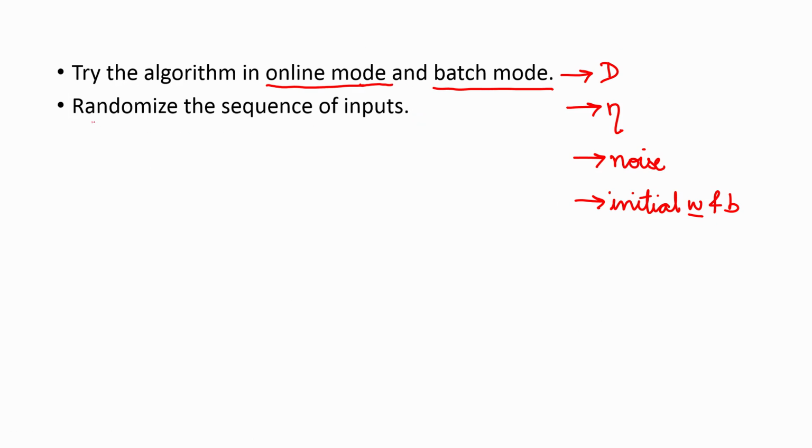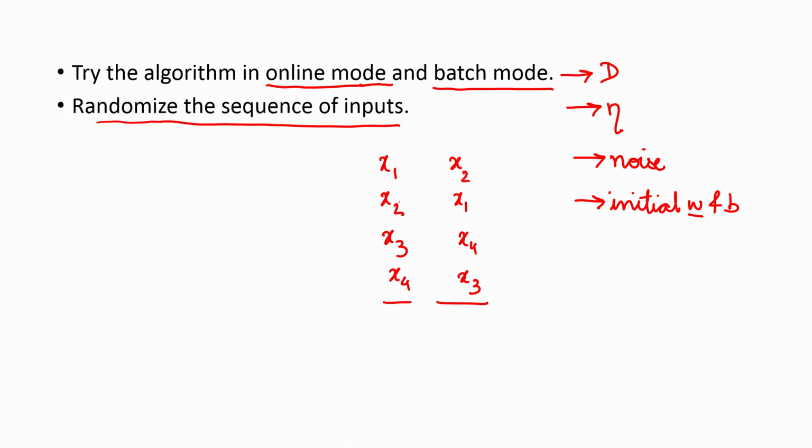Also, you could try to randomize the sequence of inputs that are presented to the perceptron algorithm. Say the first time you give x1, x2, x3, x4, maybe the next time you give x2, x1, x4, x3. So, try to identify if the order of inputs matters for the algorithm.